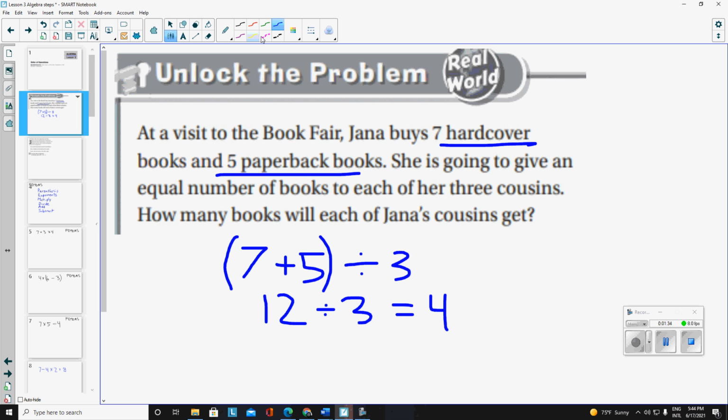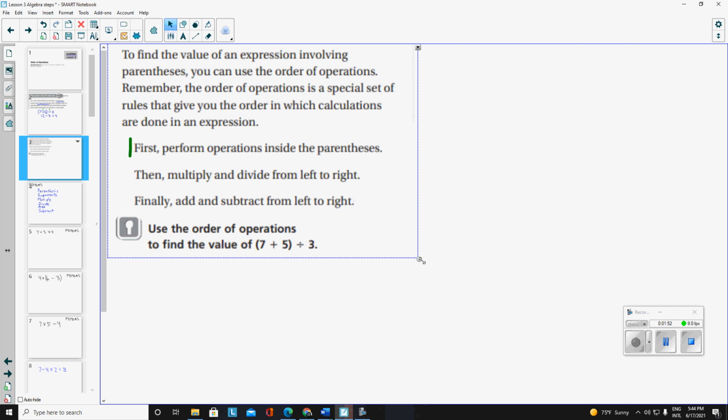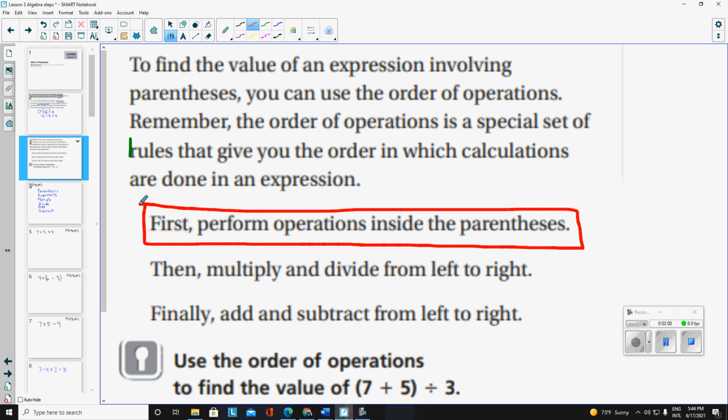Now, there was an order of operations. This is called the order of operations. You do this first and then second. Now, what happens if you don't have parentheses? Okay, first of all, this is extremely important. Let me just make this bigger. This is really important. Number 1, you must always perform the operations inside the parentheses. Okay, that is the first order of operations.